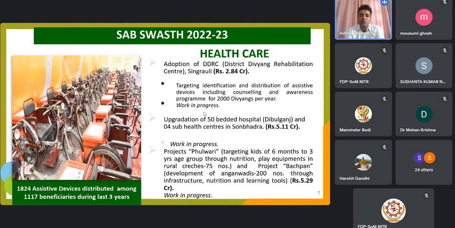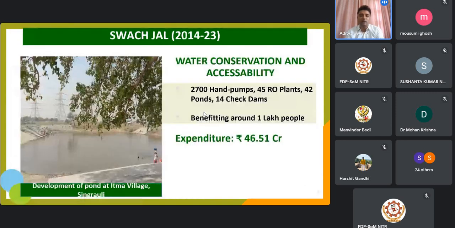in the 6 months to 3 years age group through nutrition. So we have rural creches in nearby areas. And the importance of this project is that these women are leaving their small children in these creches, where they are getting nutrition and basic education, and these women are going to their work. So both ways it's helping. One way it's giving nutrition to the kids, and the other way these women are continuing their jobs, so they are also financially supporting their families. So this Fulwari project is very important in that respect.